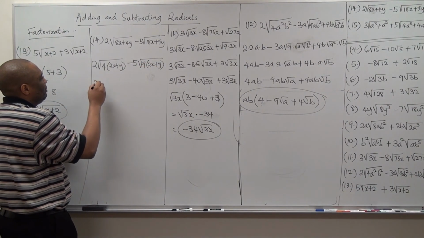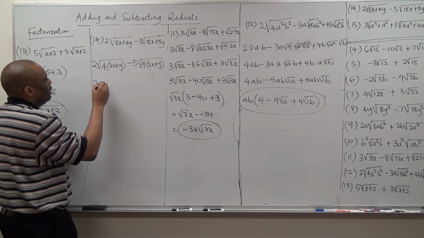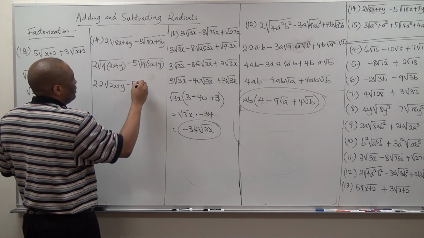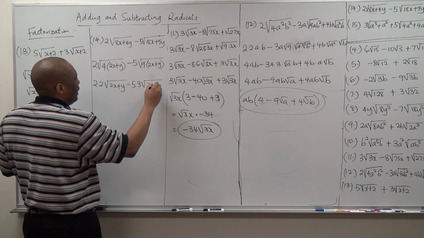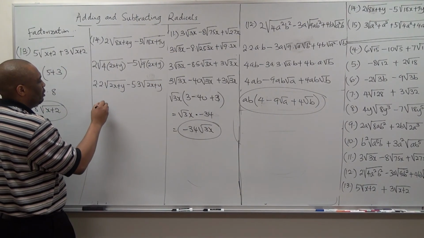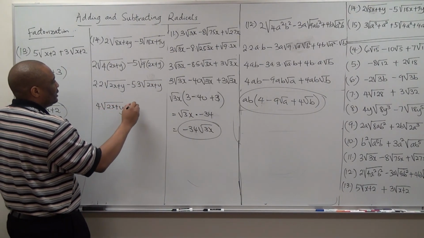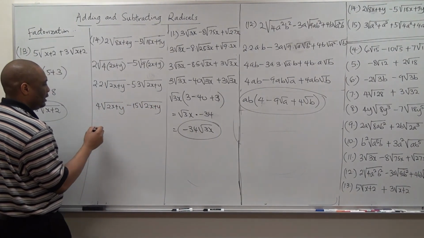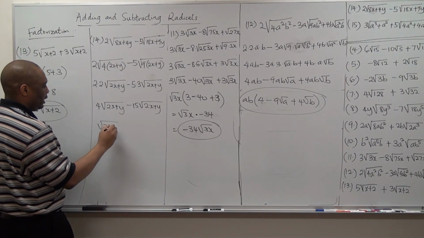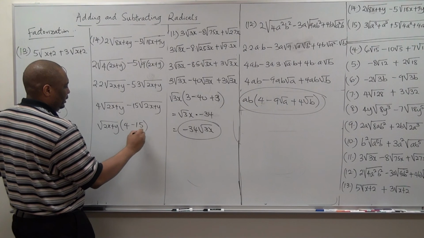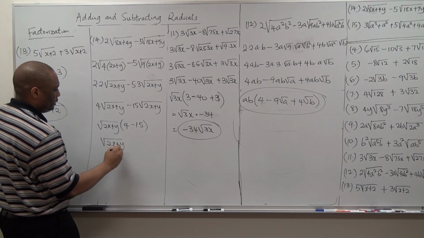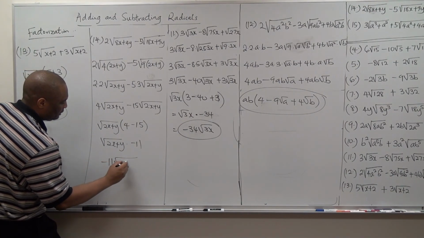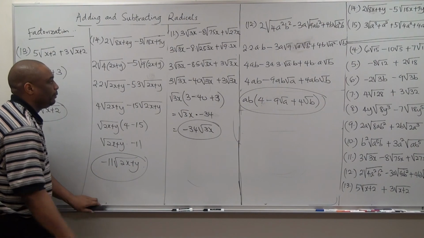And that will give us 2 times, of course, square root of 4 is 2, times square root of 2x plus y, minus 5 times 3 square root of 2x plus y, right? So this is 4 square root of 2x plus y minus 15 square root of 2x plus y. And 2x plus y is common, so this is square root of 2x plus y times 4 minus 15, which is negative 11. That is negative 11 square root of 2x plus y.